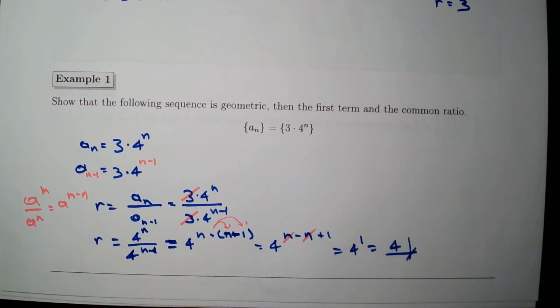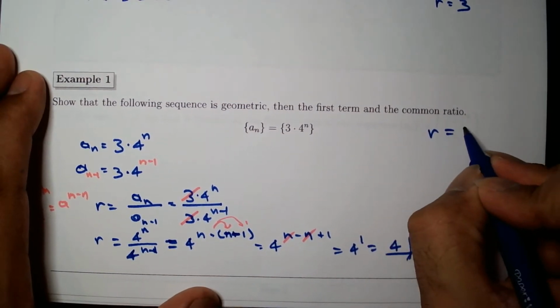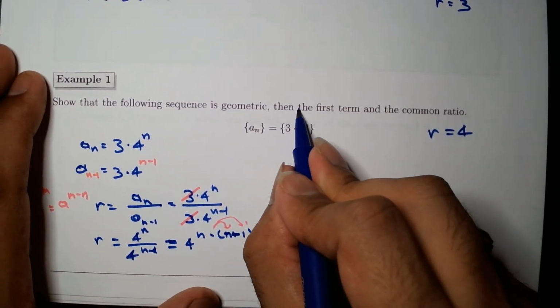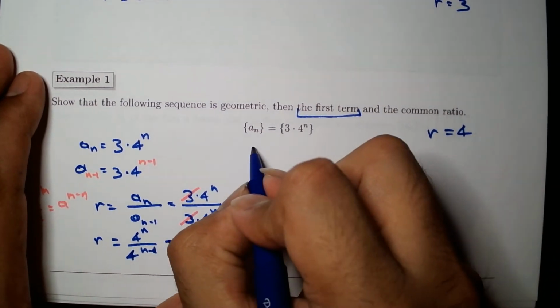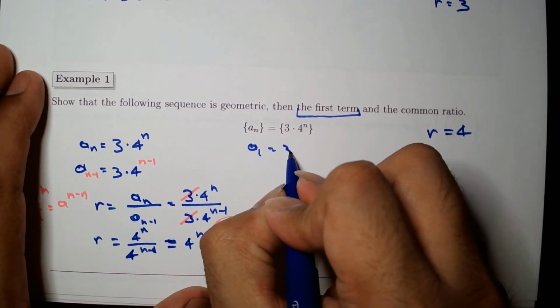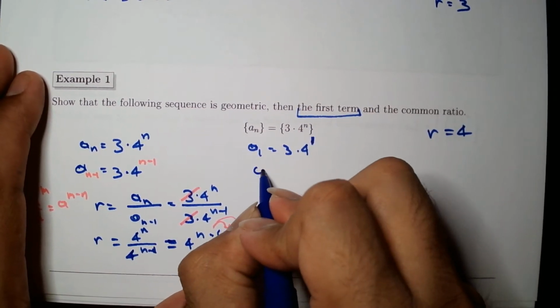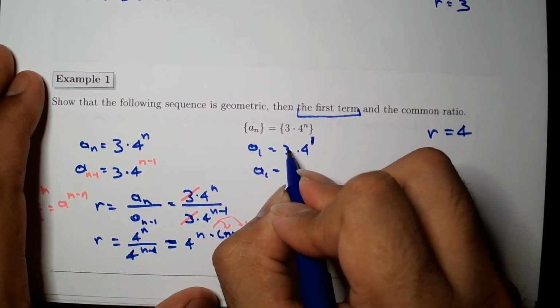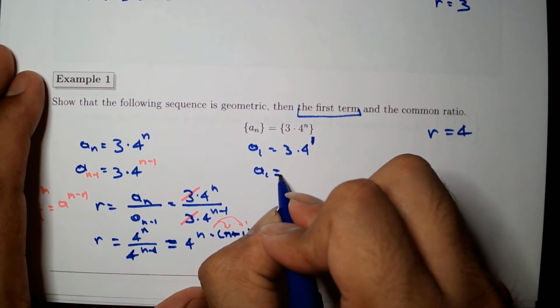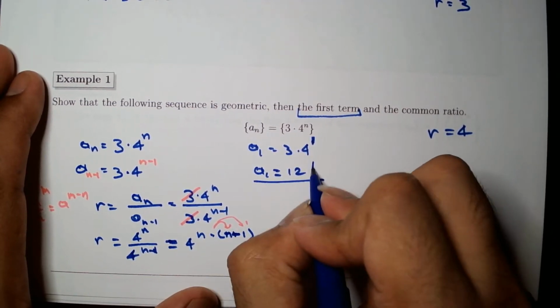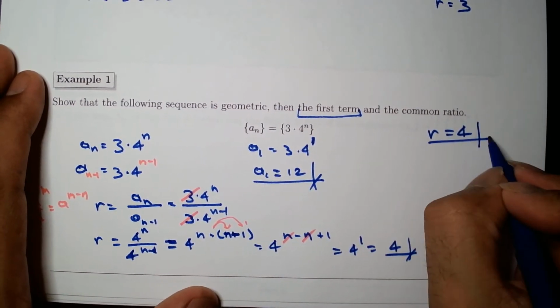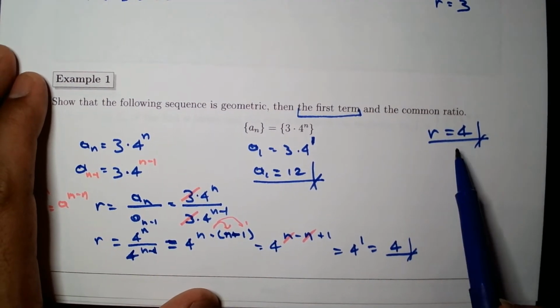Now we need to find the first term. How do we find the first term? Evaluate a sub 1, with n equals 1: 3 times 4 to the first, which is 12. So a sub 1, the first term, is 12, and the common ratio is 4.